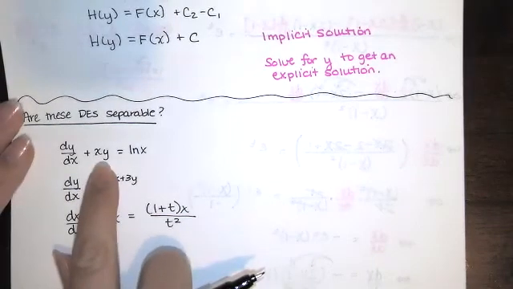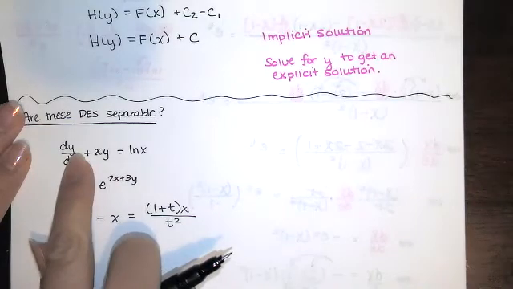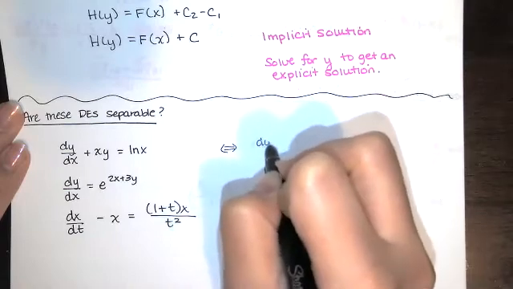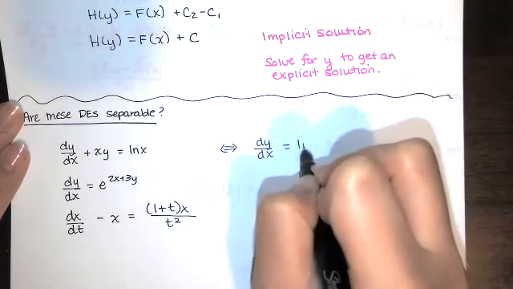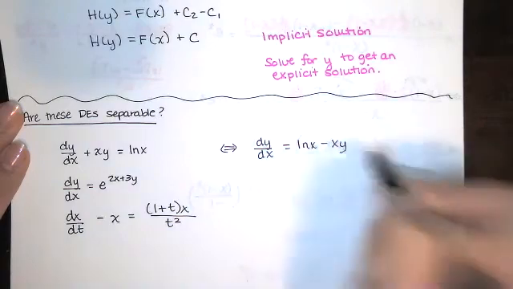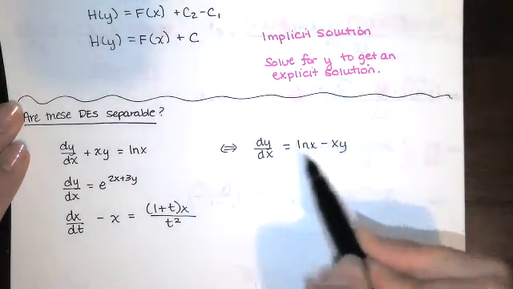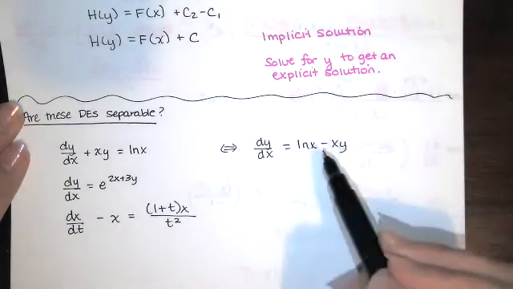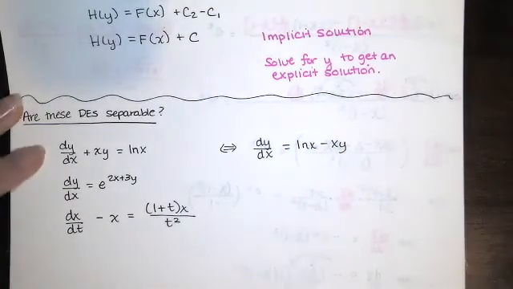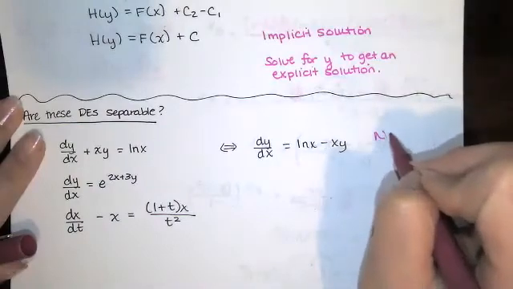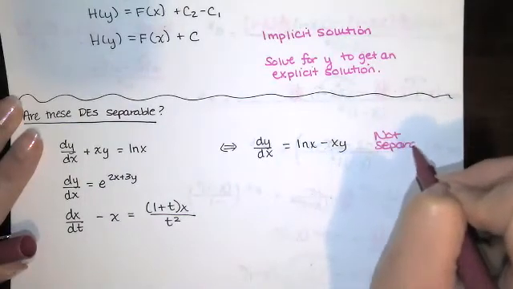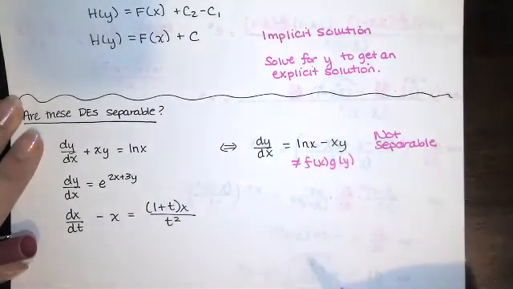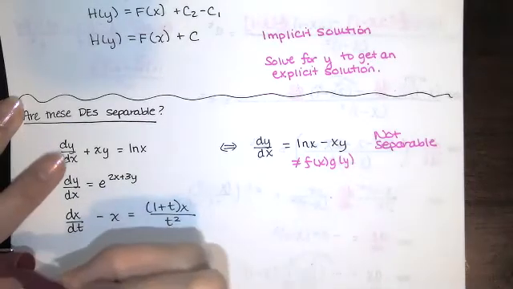Question is, is this separable? If I get dy/dx by itself, can I factor the other side? Well, let's take this guy and rearrange it. I'll subtract xy from both sides. Is that a function of x times a function of y? If you said no, you're absolutely right. So this is not separable, because this is not some function of x times some function of y. And I can't make it a function of x times a function of y.